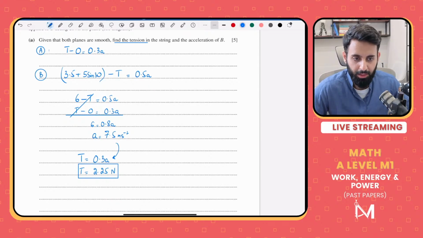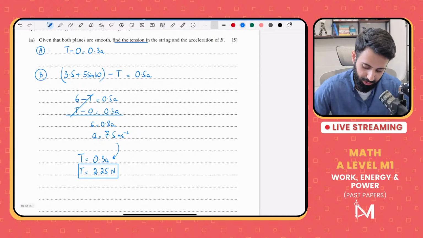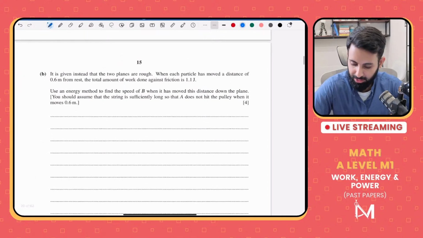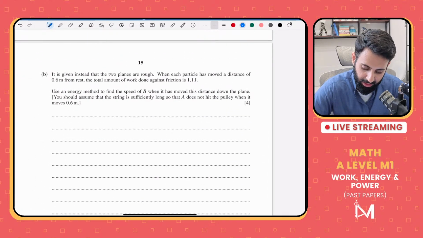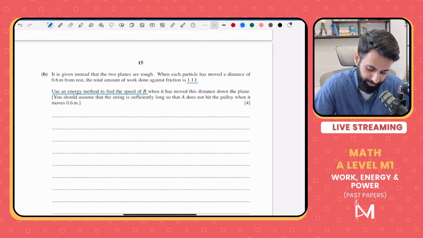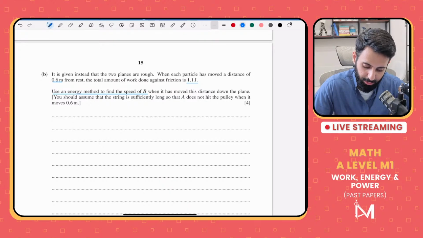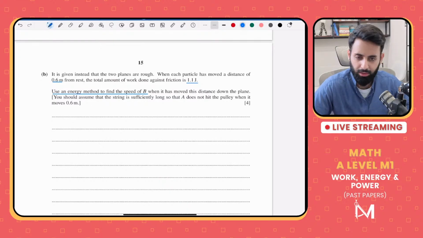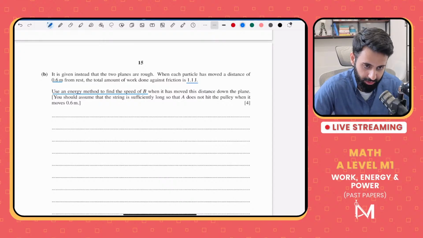But now, the question that we're about to solve is the tricky part. It is given instead that the two planes are rough. When each particle has moved a distance of 0.6 meters from rest, the total amount of work done against friction is 1.1 joules. Use an energy method to find the speed of B when it has moved this distance down the plane. Which distance? 0.6 meters. You should assume that the string is sufficiently long. That's something that we assume, that it doesn't reach the pulley.